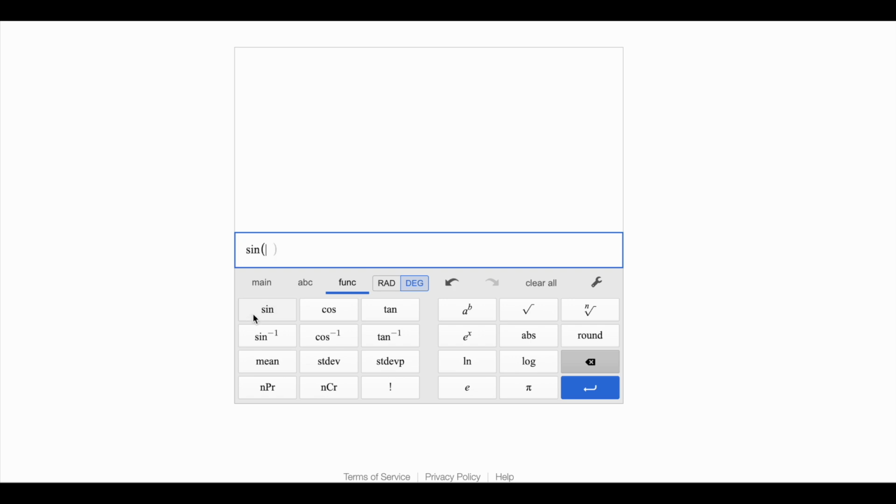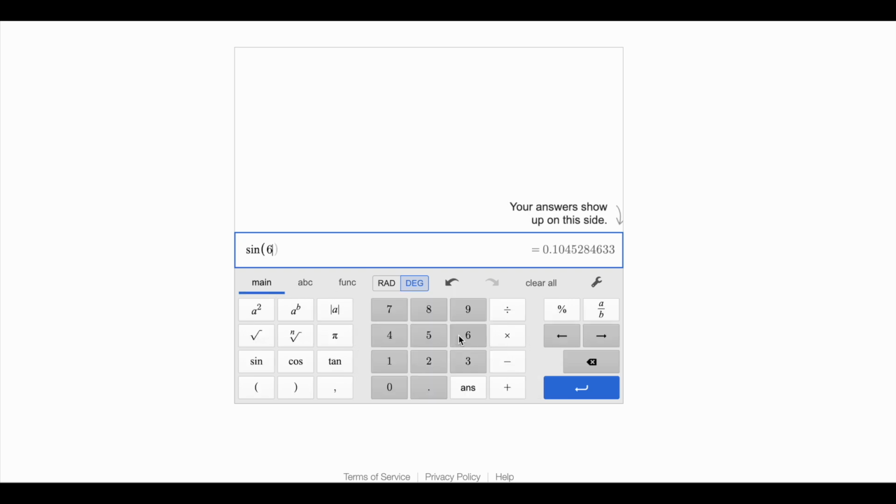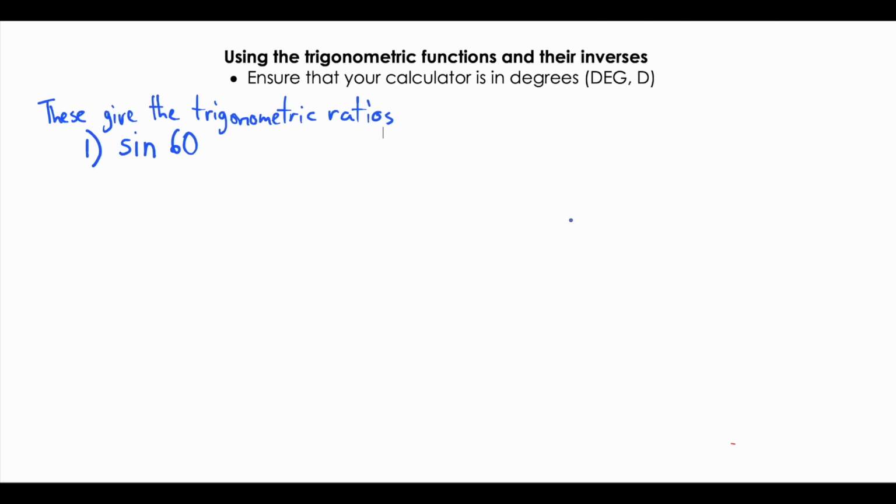Okay, so I got sine, and then I'll put 60. Okay, so sine 60 gave me 0.866. So that's 3 decimal places, 0.866. So my answer for this would be 0.866.